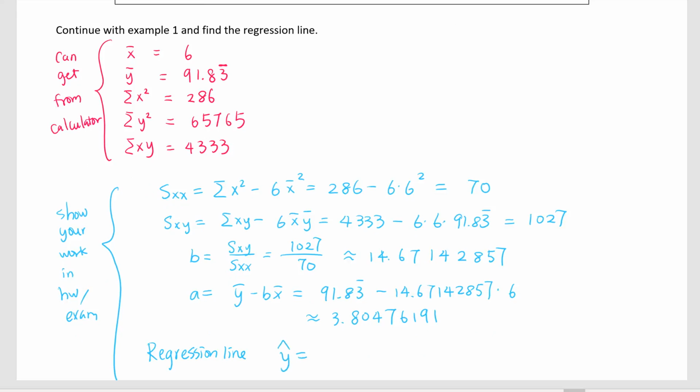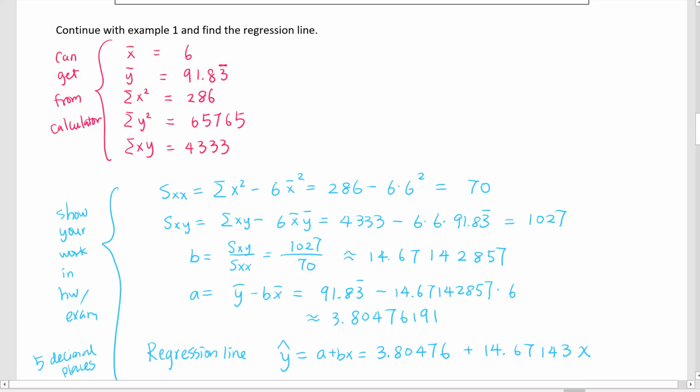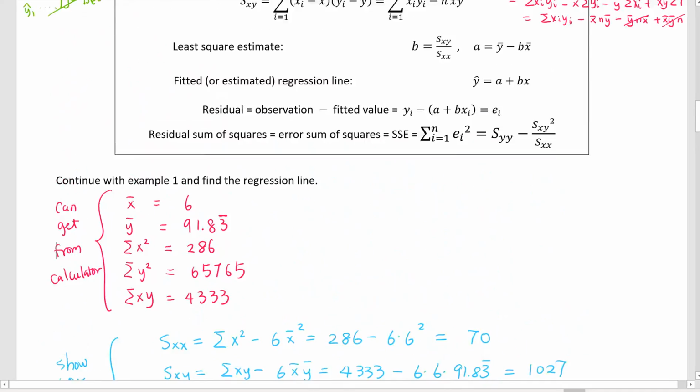Y hat is A plus BX. A is 3.80476. You can keep 5 decimal places. Okay, so keep 5 decimal places. And the B is 14.67143x. So let's check this answer with our Word document.